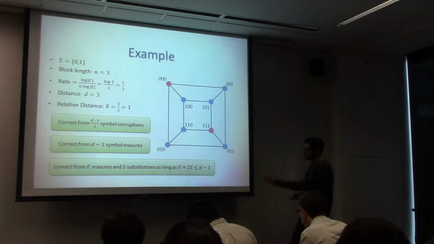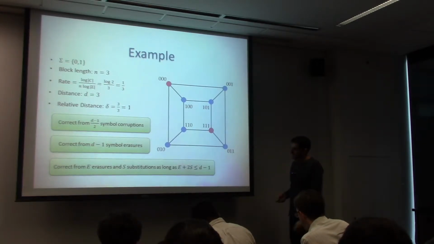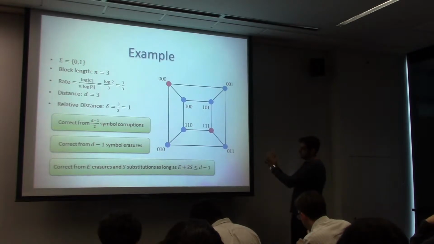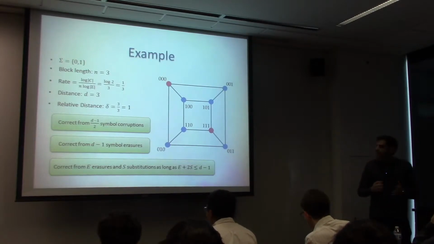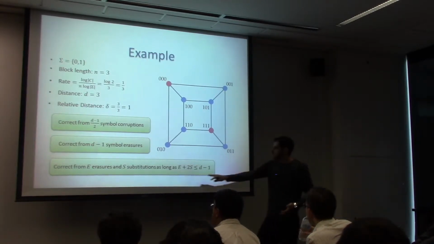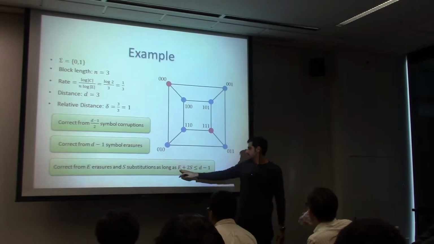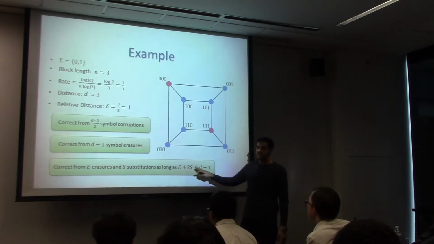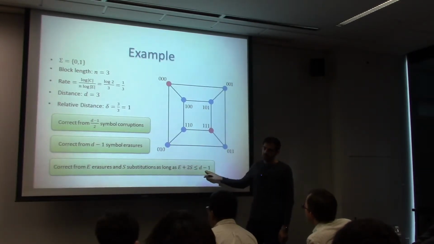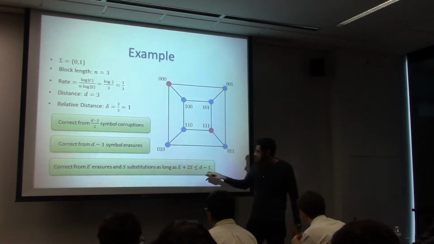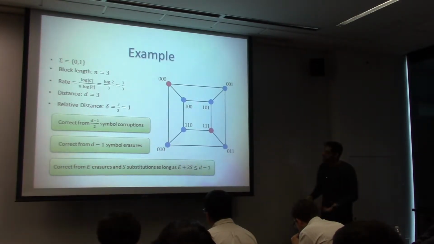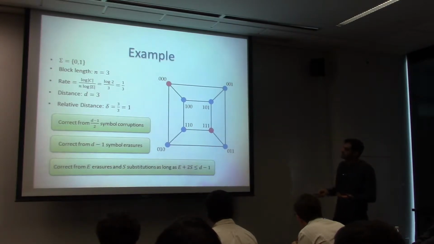Now I want to extend these two simple facts and say that, in fact, if Alice and Bob use an error correcting code and communicate over that, they can have a communication which is resilient against any E erasures and S substitutions as long as E plus 2 times S is less than D minus 1. This is obviously true at the extremes. But I'm not going to really prove this, but it's easy to see.